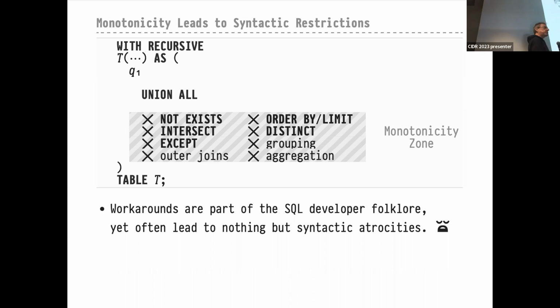And everybody out there who spent some time with recursive CTEs knows some workarounds. You move computation in and out of the CTE, try to avoid grouping aggregations. There's a lot of workarounds, endless blog articles about this out there. But what you end up with is normally a semantic and syntactic nightmare. That's really a shame.